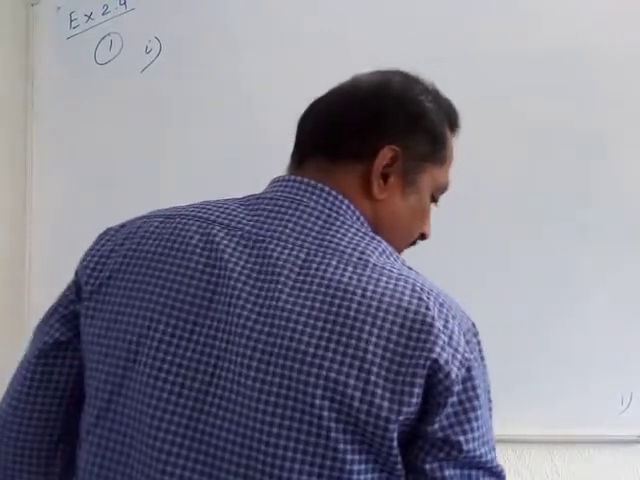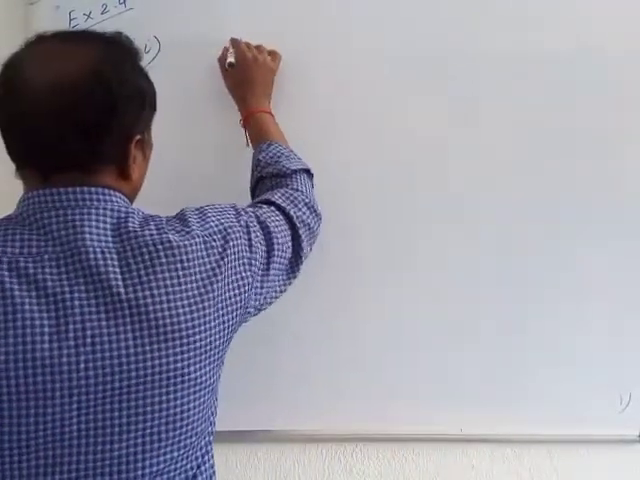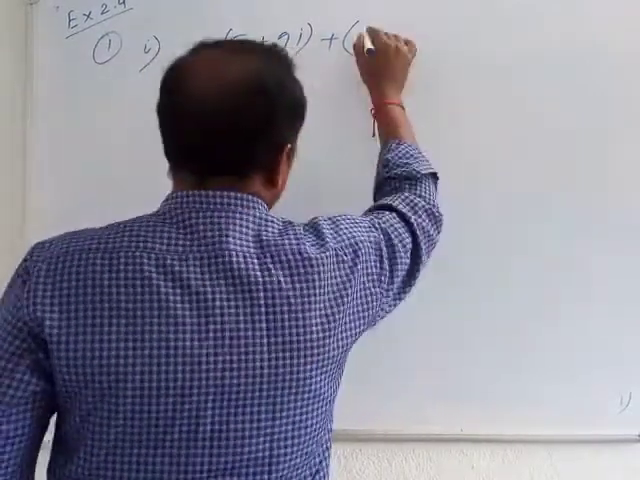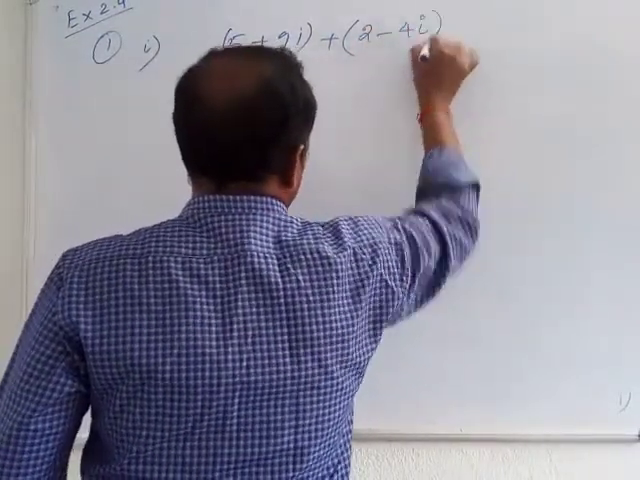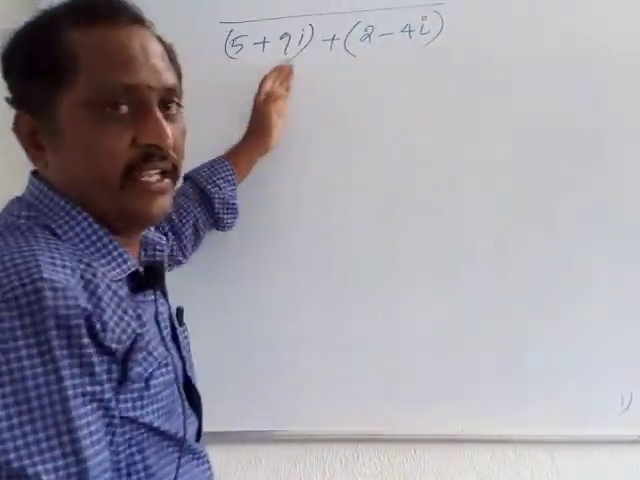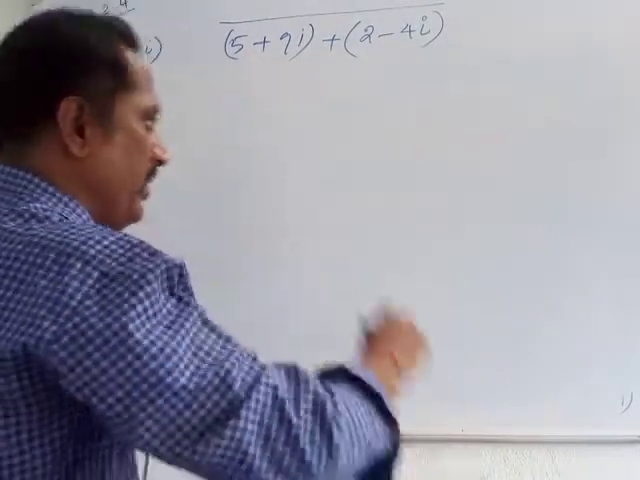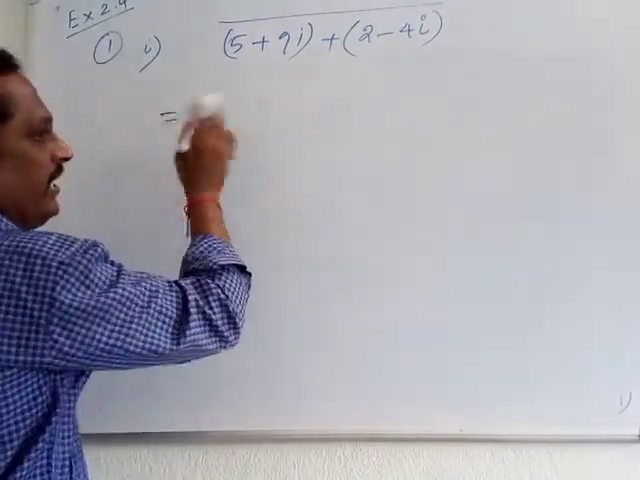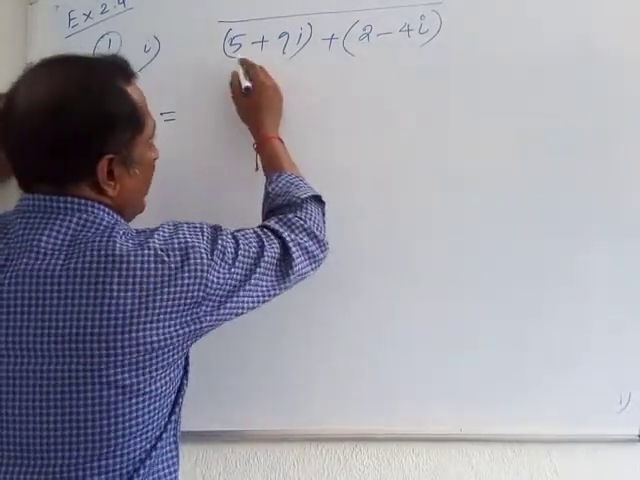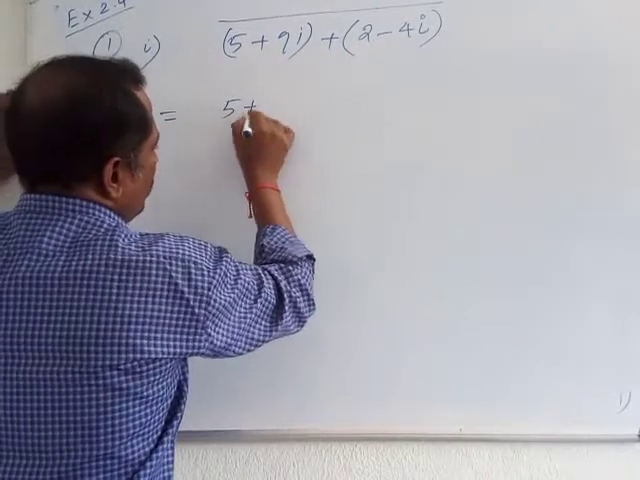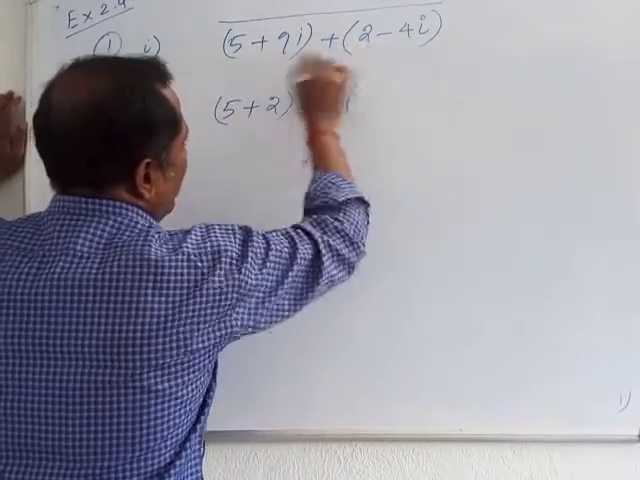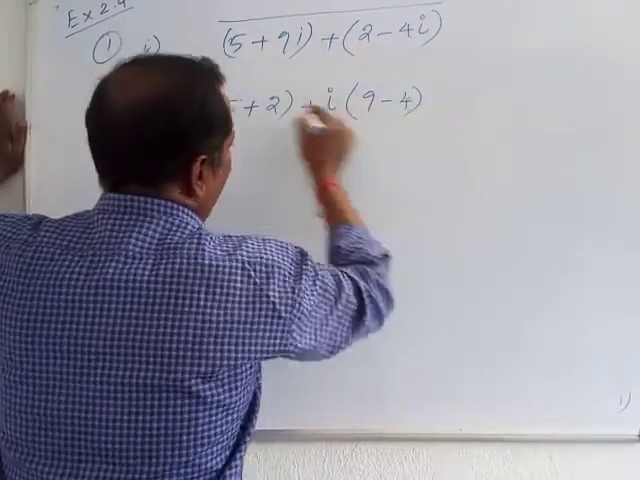First division is the bar of 5 plus 9i plus 2 minus 4i, the whole bar is given. Write the following. So you have to write this complex number in rectangular form. Rectangular form means you have to write the real part and imaginary part. How to write it? First you have to add the numbers: real part plus real part, 5 plus 2. Next plus i into adding the imaginary parts. Imaginary is 9 minus 4.